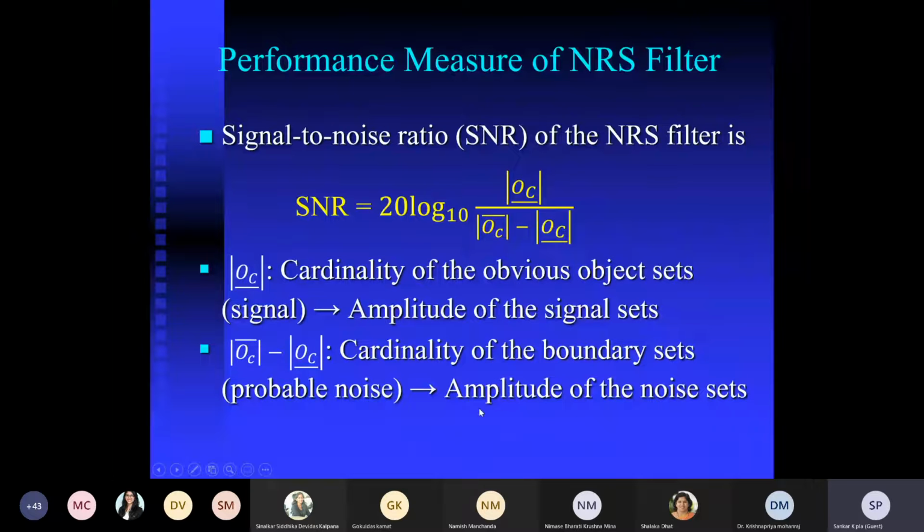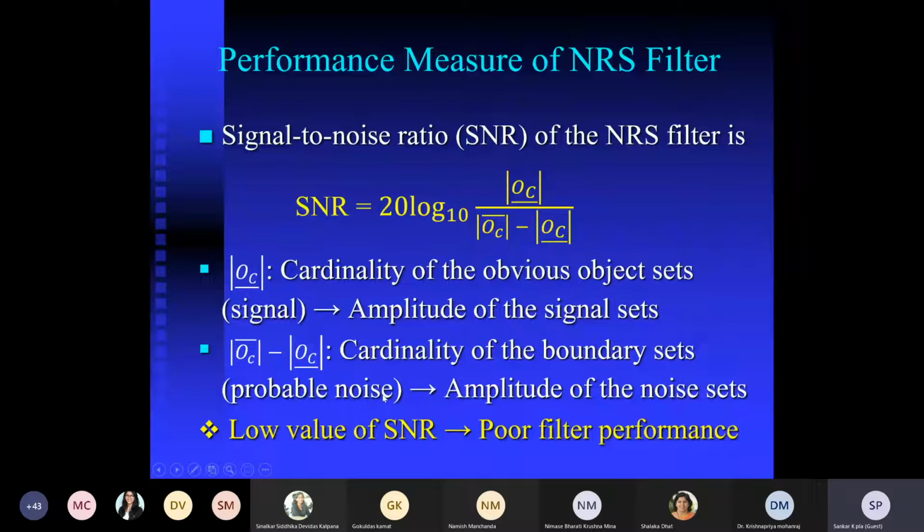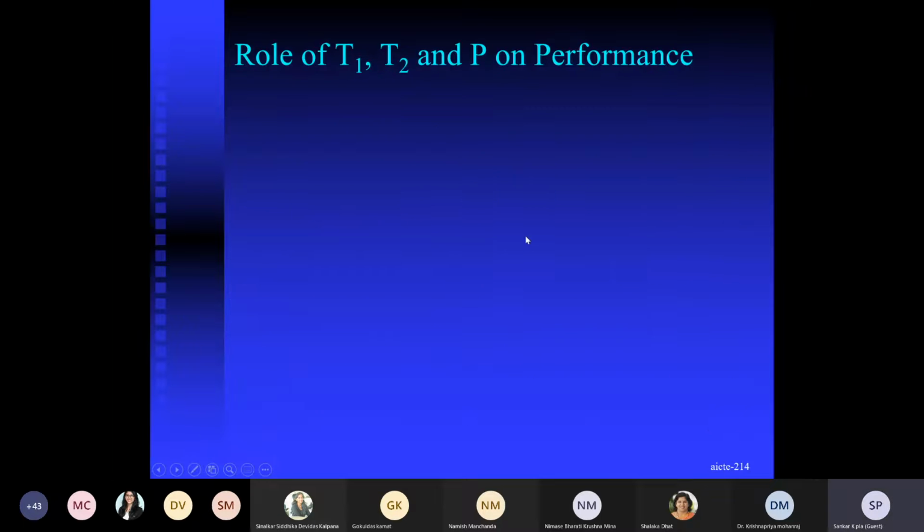So we would like to have a higher signal to noise ratio. A lower value of signal to noise ratio will give me poor filter performance. So I always like to have a high value of signal to noise ratio. Now here comes the significance of the thresholds T1 and T2. Suppose in this case the signal to noise ratio becomes poor. Then I cannot use it. I need a larger value. That means I need to increase this value and decrease this value. So the role of T1 and T2 comes here, and P, the number of frames.